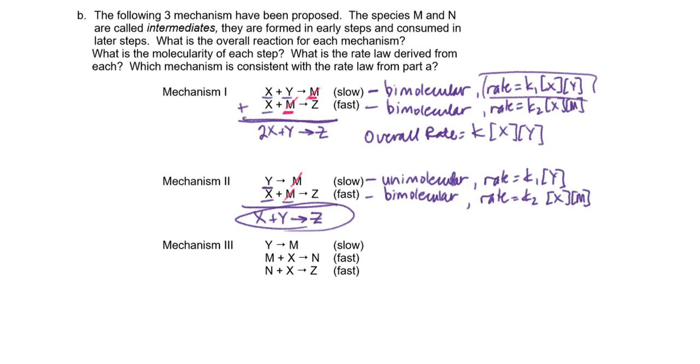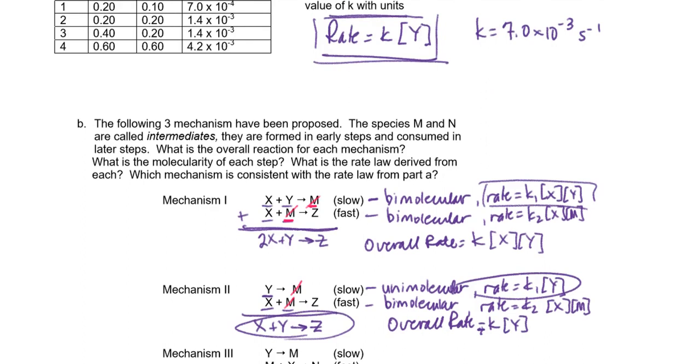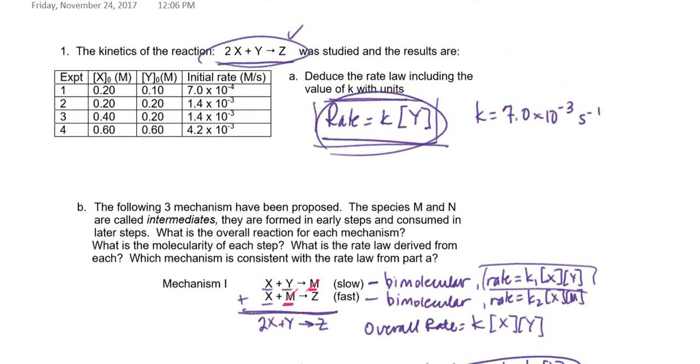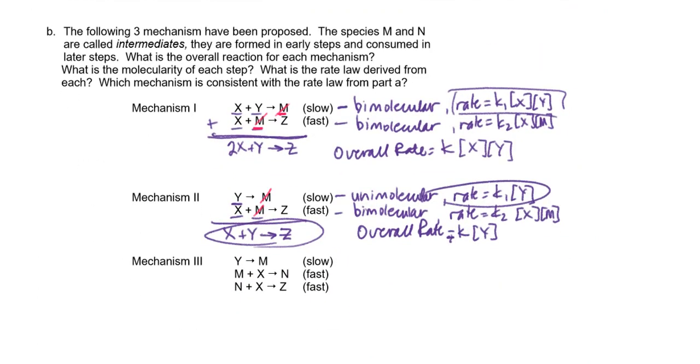Since the first step is the slow step, that means the overall rate would be K times Y, which is actually consistent with the experimentally determined rate law, but because of the mismatch with the overall reaction equation, mechanism 2 would not be considered a plausible mechanism for this reaction.